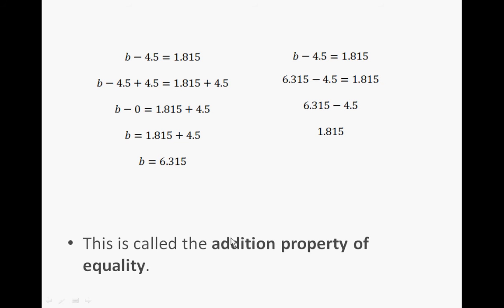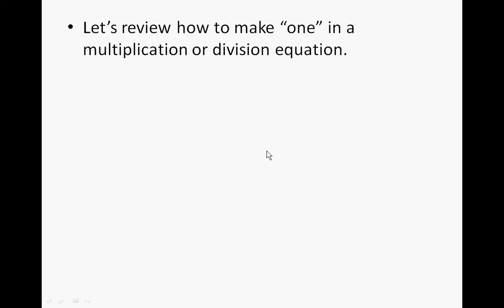So this is the addition property of equality. We can add a value, the same value, to both sides of the equal sign, and it doesn't change the balance of one expression to the other. All right, let's review how to make 1 in a multiplication or division equation.